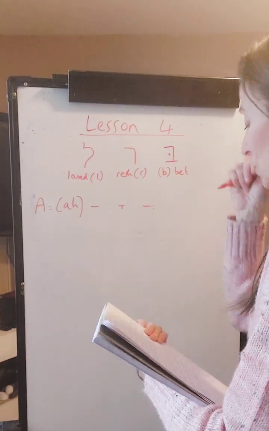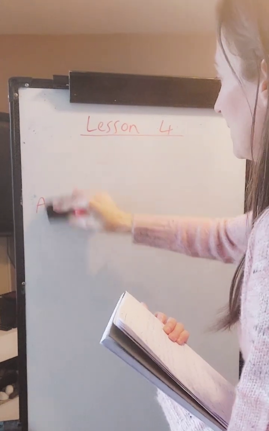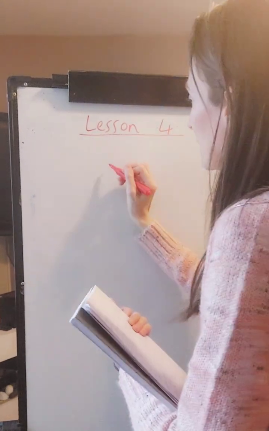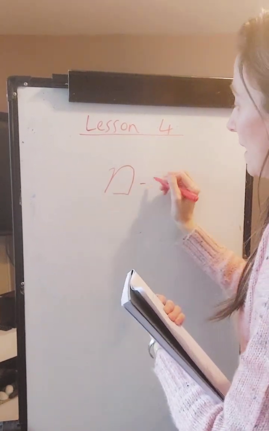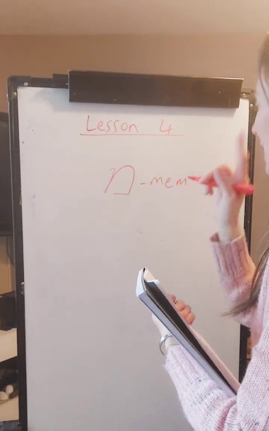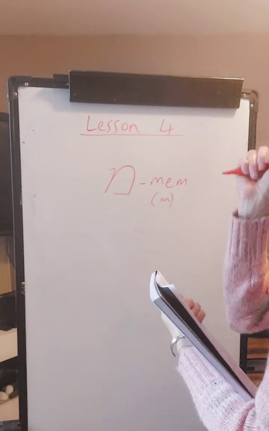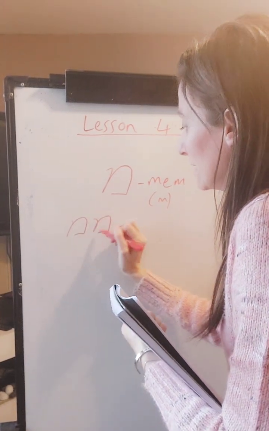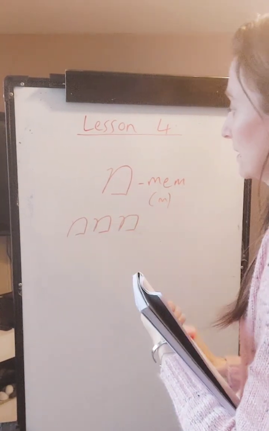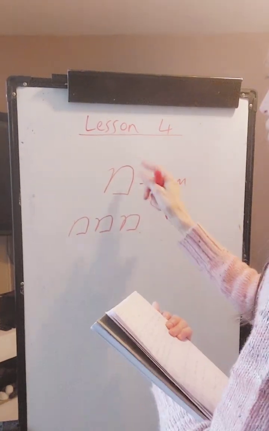So today we're going to learn a new consonant, and we're going to learn the letter M. So this is the letter Mem, is the name of it, and it sounds as M. So if you want to go writing it and saying the sound as you write it, M, M, M, and Mem, Mem, Mem. Get familiar and just learn the shape of it.